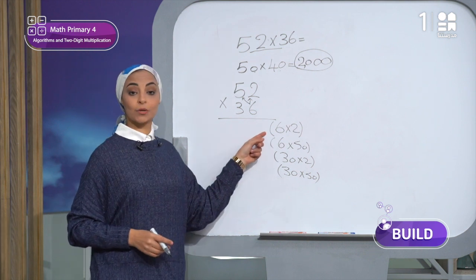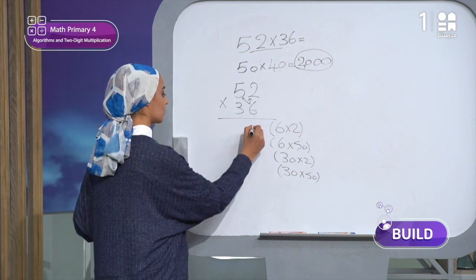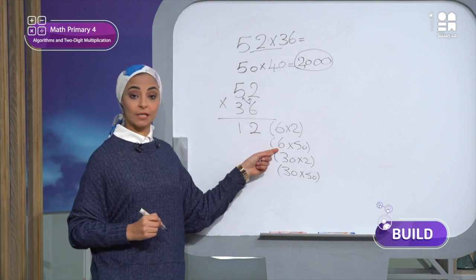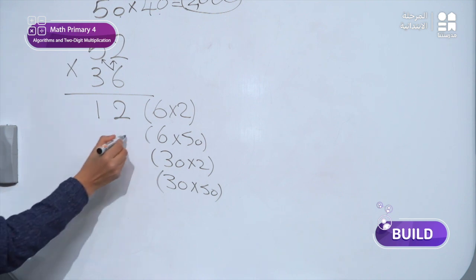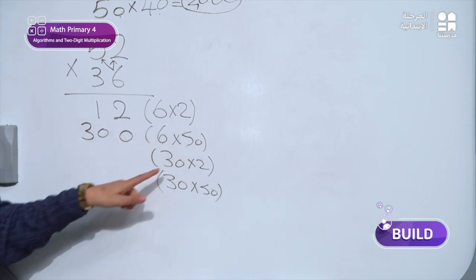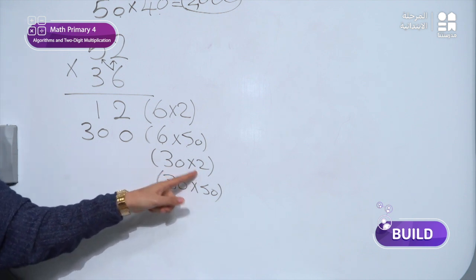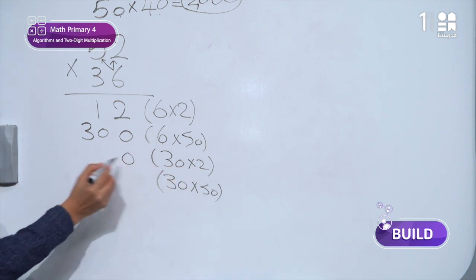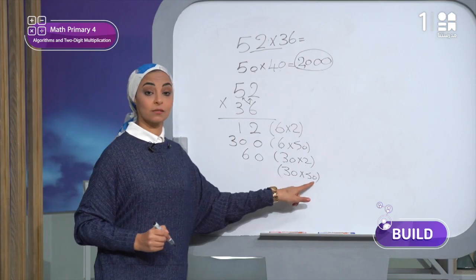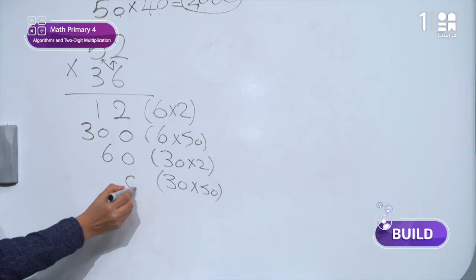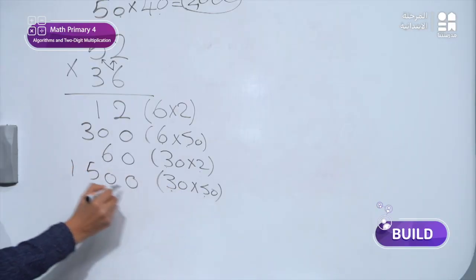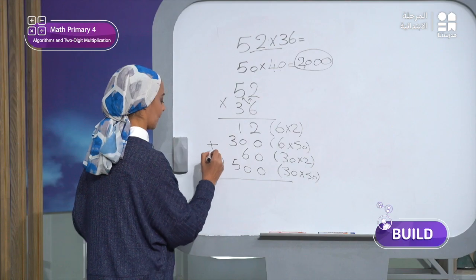So 6 times 2 equals what? 6 times 2, 12. I will write it as ones and tens. 6 times 50 equals what? Of course, I'll put the 0 as it is. 6 times 5, 30. 30 times 2. So I will put the 0 here. 3 times 2 equals 6. Then 30 times 50, I will put the 2 zeros, ones and tens. 3 times 5, 15. So I will write it as it is.